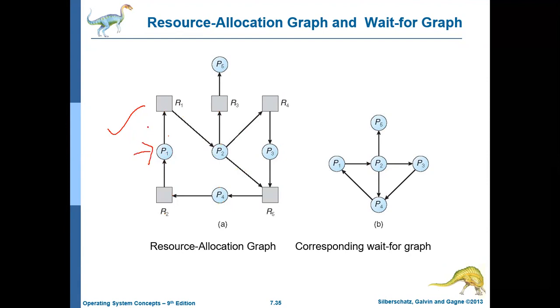And it is waiting for the resource R1. R1 is held by P2, and P2 is waiting for the resource R3. R3 is also waiting for the resource.